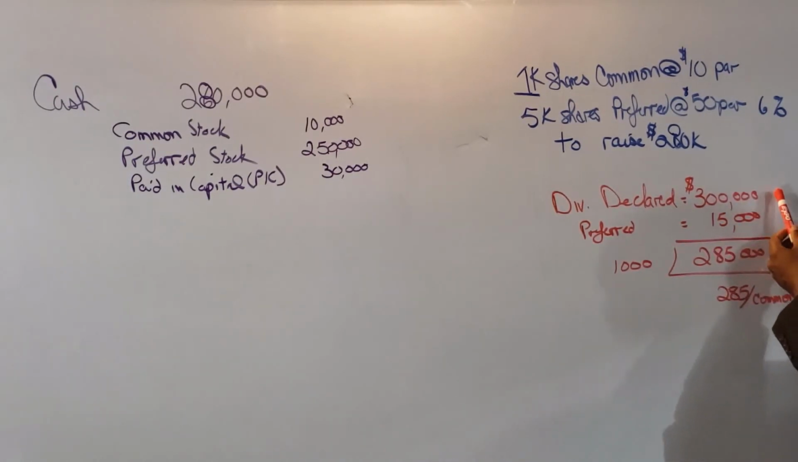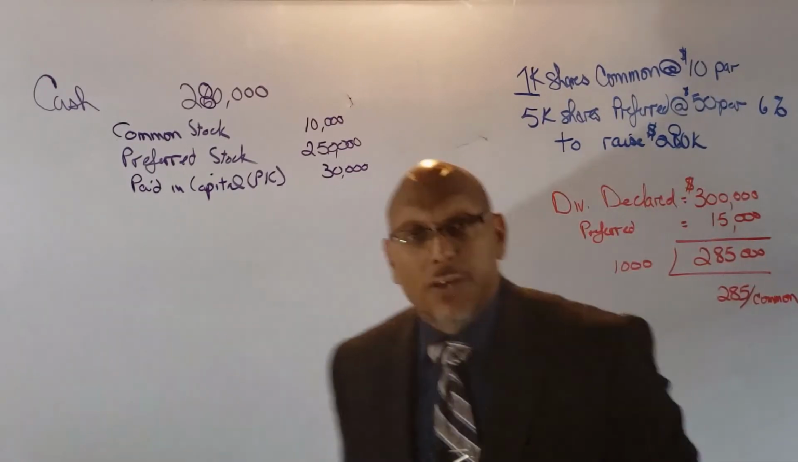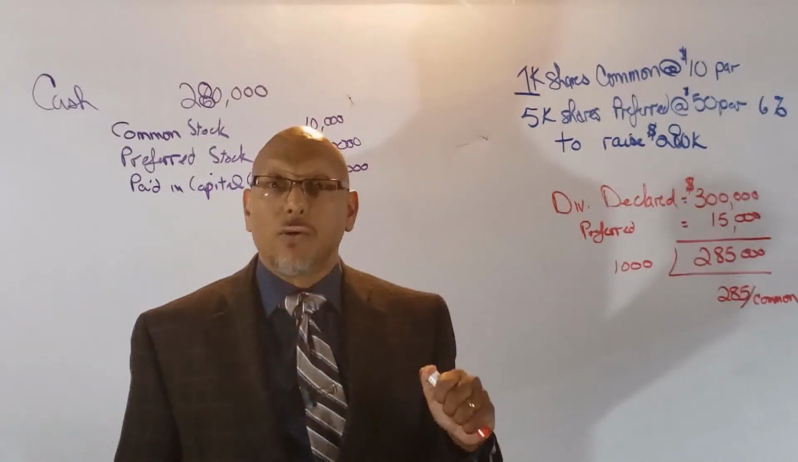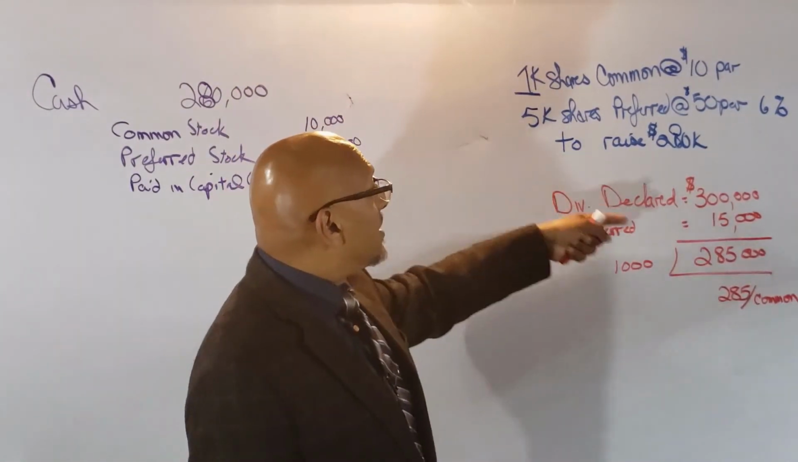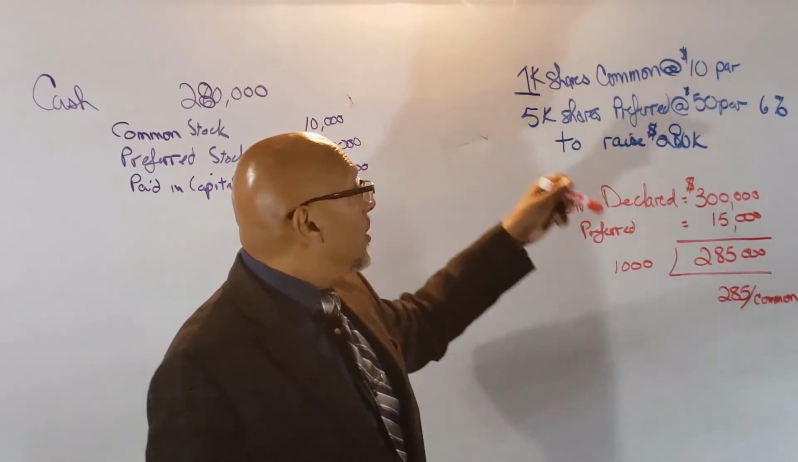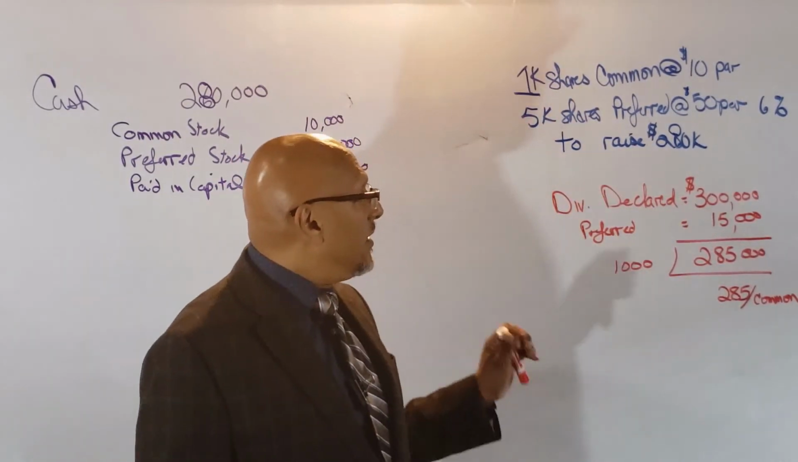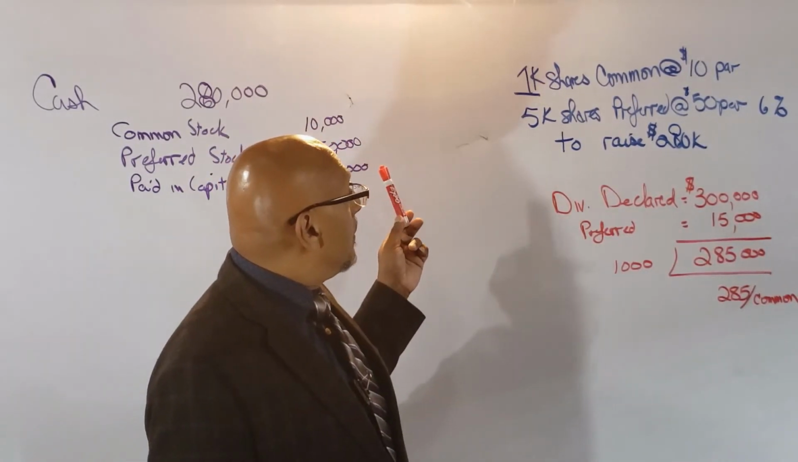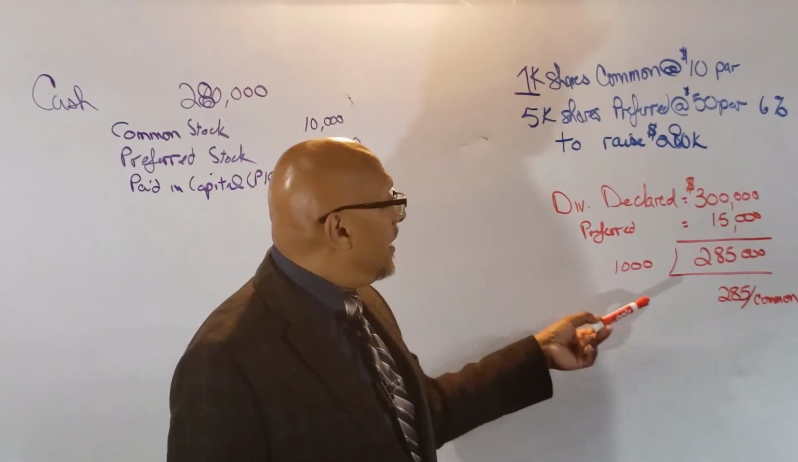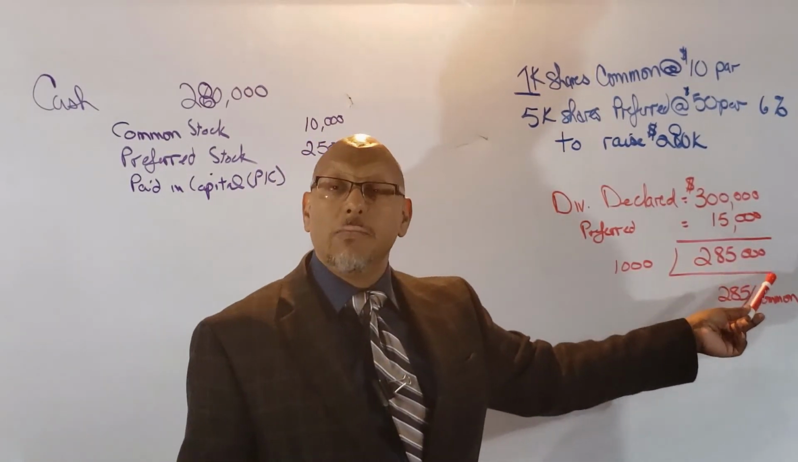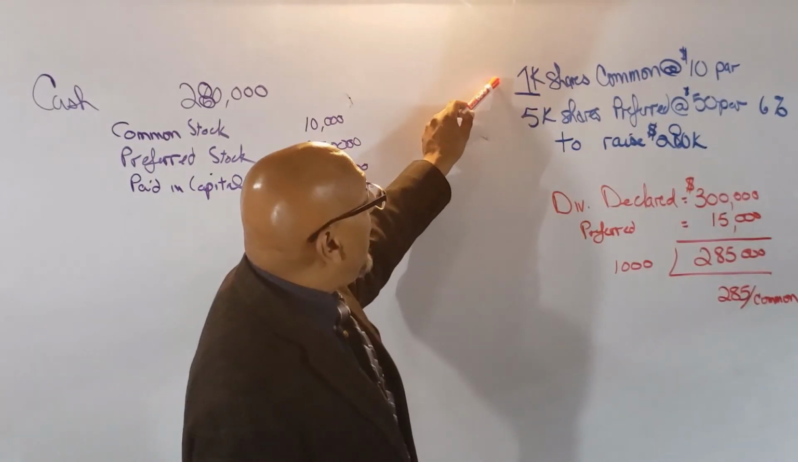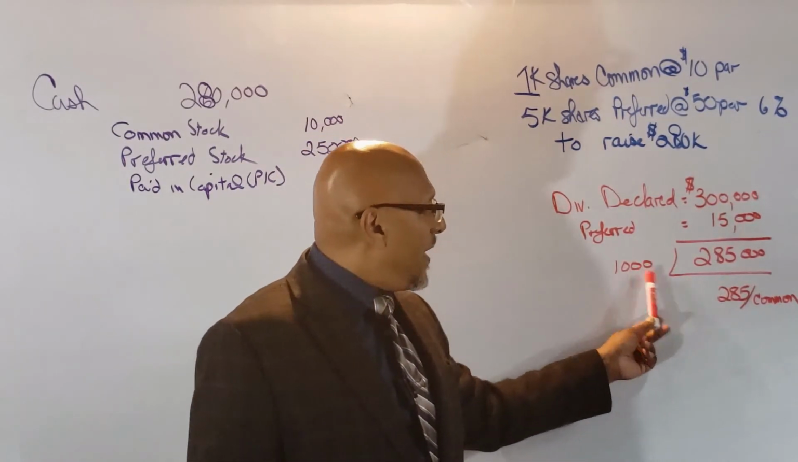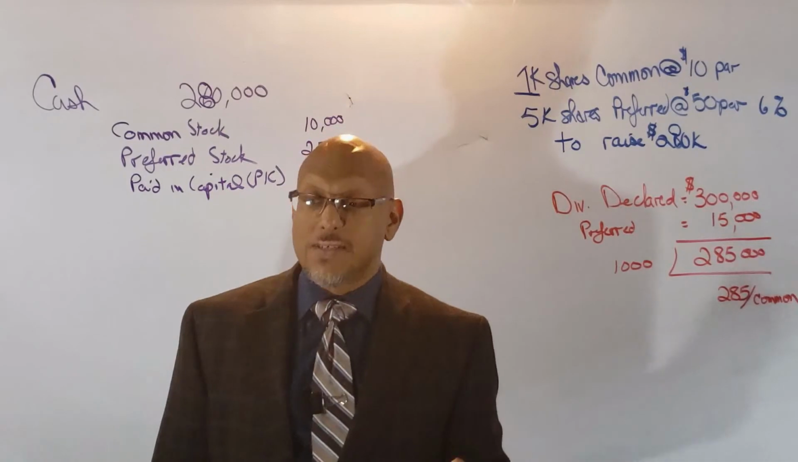So we take 300,000, which is the total amount of dividends we're declaring, and we subtract out 15,000, which is what we're going to pay the preferred stockholders en masse. That's going to be divided by how many shares we have. So we have 5,000 shares, $15,000. That's going to be $3 per share. And the remaining is going to be divided by the number of shares outstanding for common. We have 1,000 shares outstanding. So 285 divided by 1,000 gives us $285 per common stockholder.